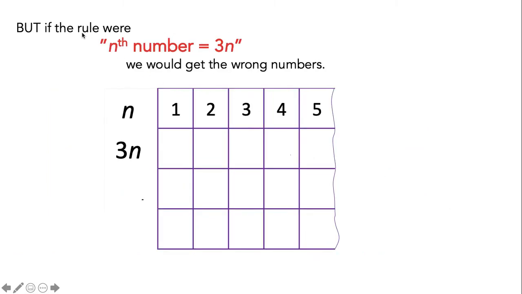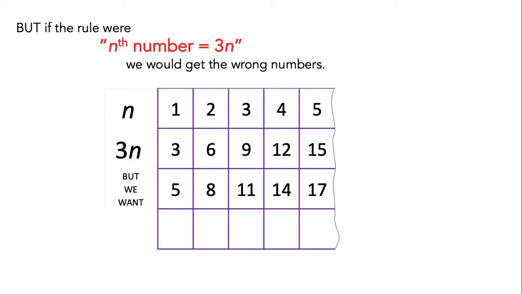But if the rule was just that the nth number is 3 times n, then we'd get the wrong numbers, because when n is 1, 2, 3, 4, or 5, 3 times n would be 3, 6, 9, 3 times 4 is 12, 3 times 5 is 15. So it's not quite the right numbers. We want the numbers 5, 8, 11, 14, 17.